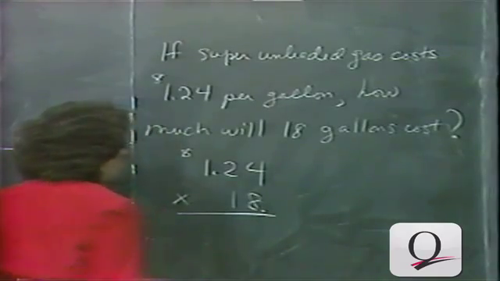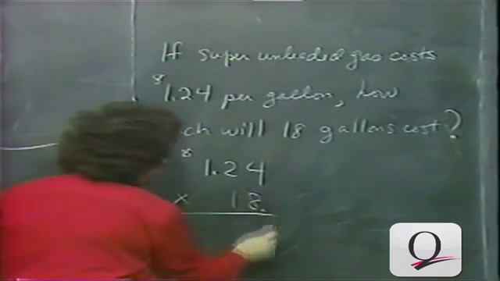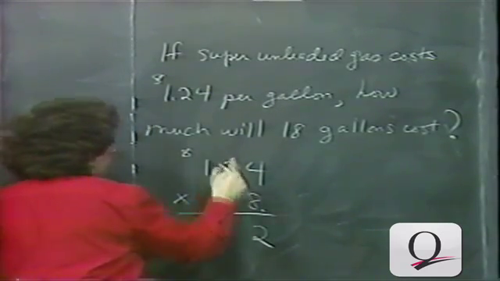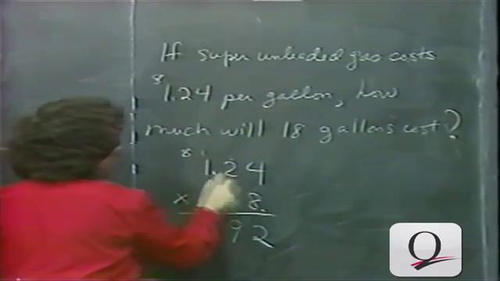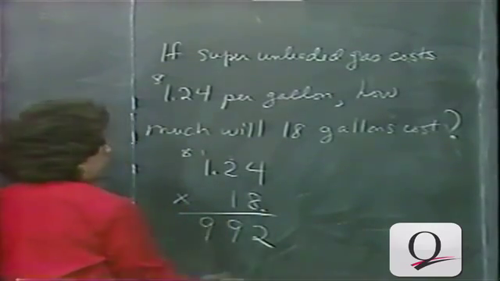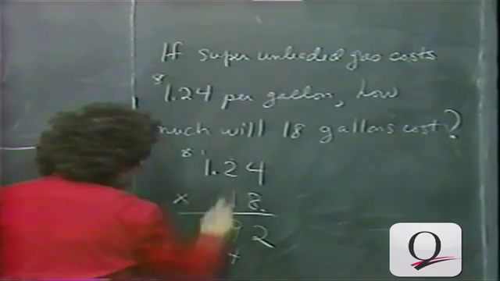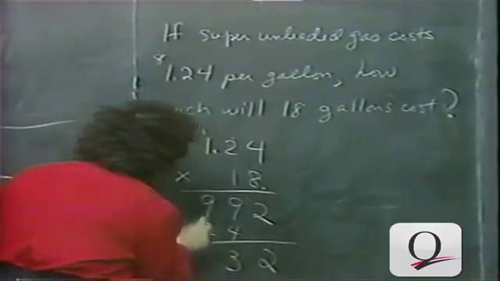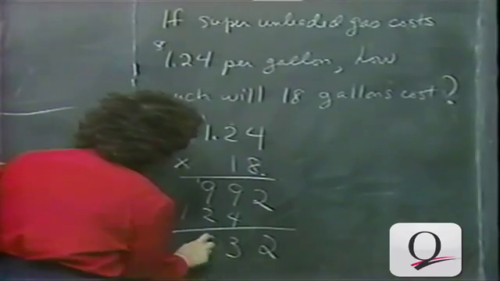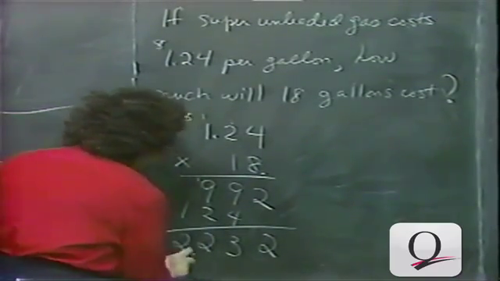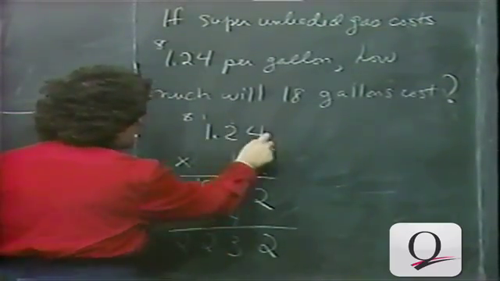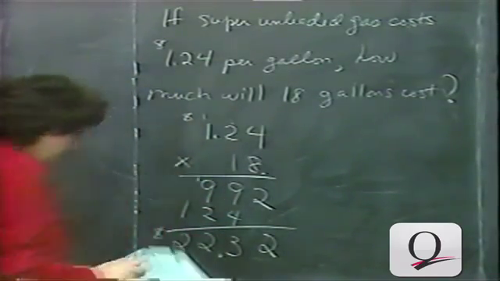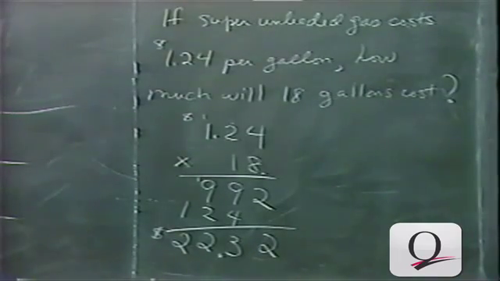18 is really 18 point. 4 times 8, 32. 2 times 8, 16, and 3, 19. 1 times 8, 8 and 1, 9. 1 times 4, 1 times 2, 1 times 1, 2, 4 and 9, 13. 1, 9 and 2, 12. 1 and 1, 2. 2 decimal digits, no decimal digits, 2 decimal digits in the answer. So $22.32.